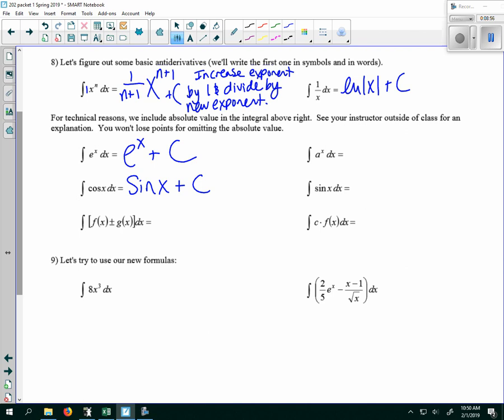A function whose derivative is a to the x. All right, what was the derivative rule for a to the x? Anybody remember? Yes, that's the derivative rule, a to the x times the ln of a. So if I want to undo the derivative rule, instead of multiplying by ln a, I'm going to divide by it. So this is going to be a to the x over the ln of a plus c. Okay, an antiderivative of sine of x, a function whose derivative is sine: negative cosine, because the derivative of cosine is negative sine, so we need that extra negative.